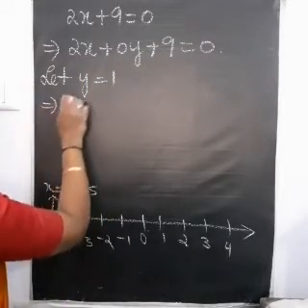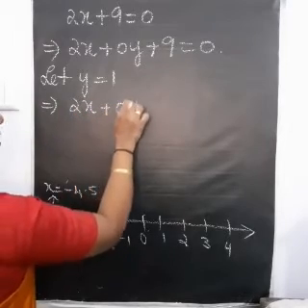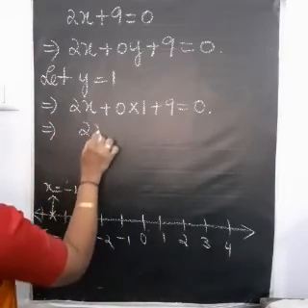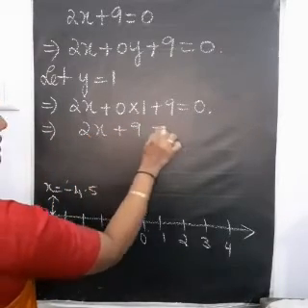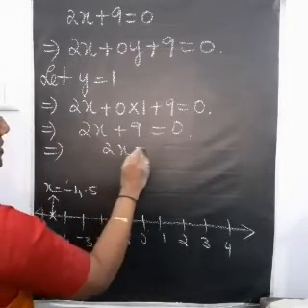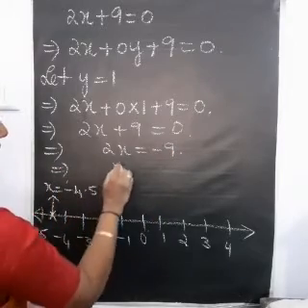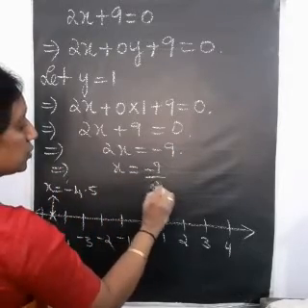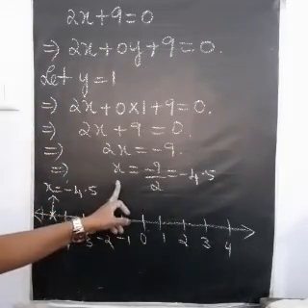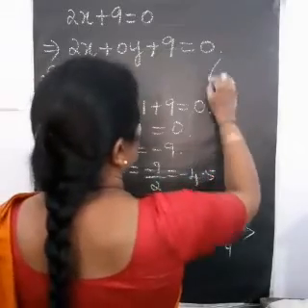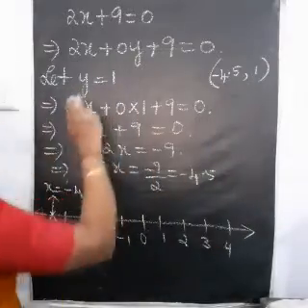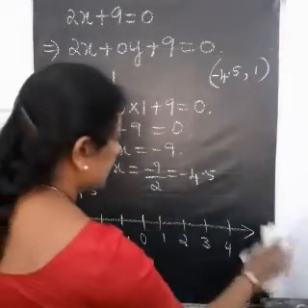So what will this equation become? 2x plus 0 into 1 plus 9 equal to 0. That is 2x plus 9 equal to 0, because 0 into 1 will become 0. So you will get 2x is equal to minus 9 and x is equal to minus 9 by 2, which is minus 4.5. Now I have got the value of x. So what will be my coordinate? The coordinate that I am getting is minus 4.5 comma 1. The value for y was 1. Now let us give another value.